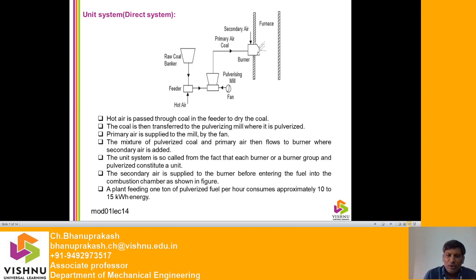See here, this is one important point. A plant feeding 1 ton of pulverized fuel per hour consumes approximately 10 to 15 kilowatt hours of energy. It means if you are supplying 1 ton of pulverized fuel per hour, it consumes nearly 10 to 15 kilowatt hours of energy.